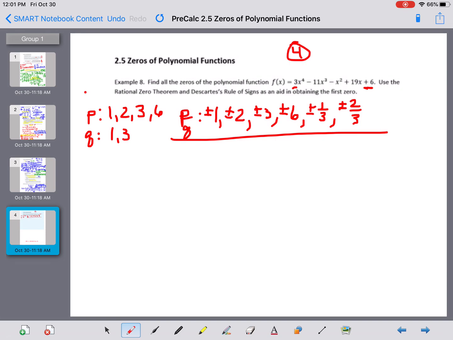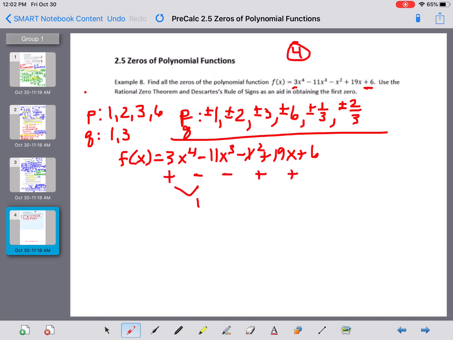Now I'm going to use Descartes' rule of signs. So when I look at my original function, I'm probably writing more than you're ever going to write down, but I'm trying to make it so if somebody is walking through this, they can see where I'm getting all my values or choices. Right now I'm at positive, then I go negative, negative, positive, positive. So I have 1 sign change here. Negative to positive is my second sign change, and I have 2 sign changes.